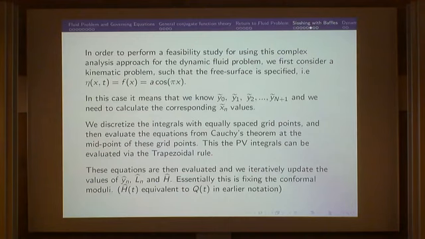So I haven't really written down the numerical procedure for it, but I'm just going to talk you through it. Basically, what you do is you discretize those integrals using trapezoidal rule and equally spaced grid points, because if you then evaluate Cauchy's theorem at the midpoint of those grid points, then these principal value integrals that appear are just evaluated like the normal trapezoidal. Symmetric, so you can just evaluate them. You evaluate them at the midpoint, it removes the singularity.